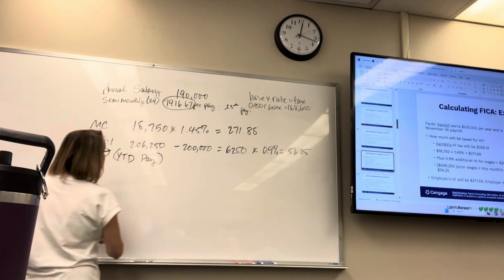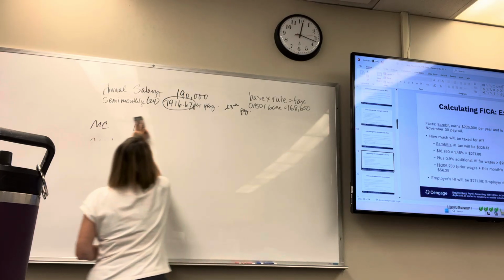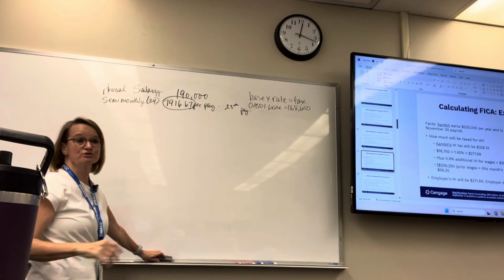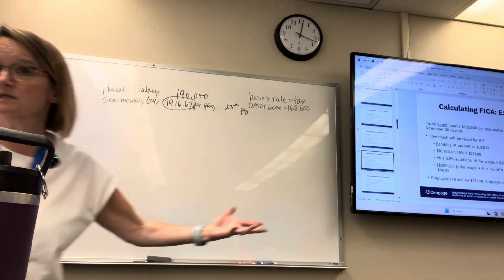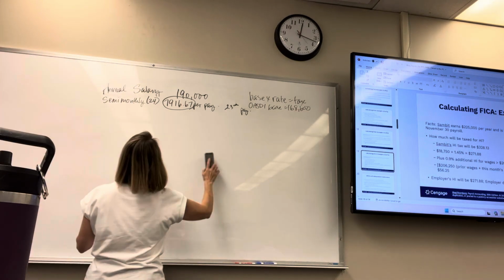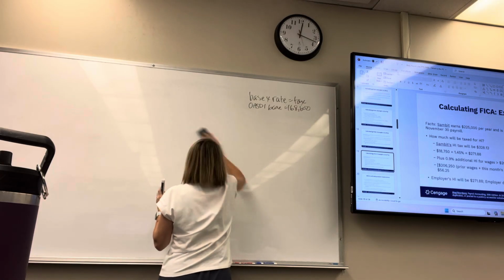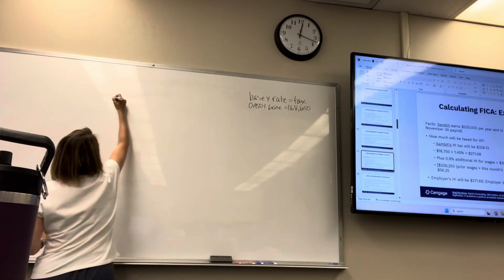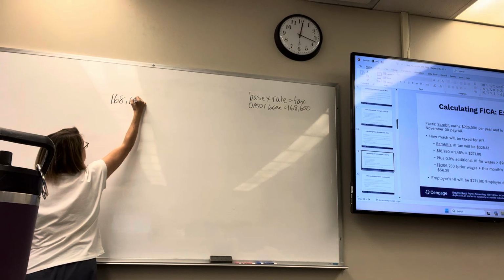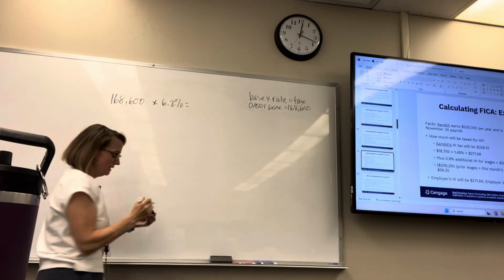So remember, the most Social Security, and we're just talking about Social Security tax because it's the only thing that has a wage base, the most you're going to pay, I guess I can get rid of this so it's not confusing. So 168.6 times 6.2%. I can't remember the number off the top of my head.